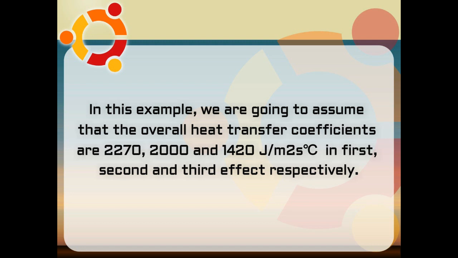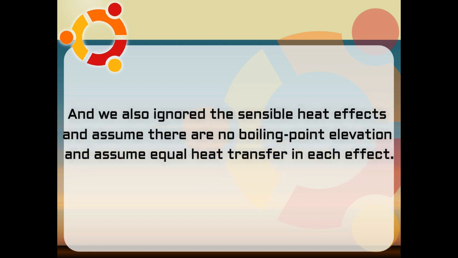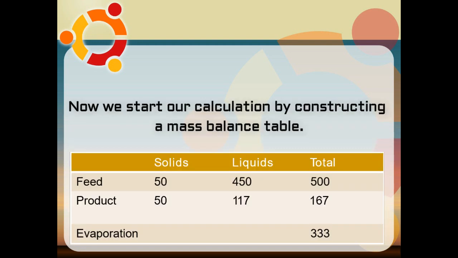2270, 2000 and 1420 joule per meter square per second per degree Celsius in the first, second, third effect respectively. And we also ignore the sensible heat effect and assume there is no boiling point elevation and assume equal heat transfer in each effect. Now we start our calculation by constructing a mass balance table.